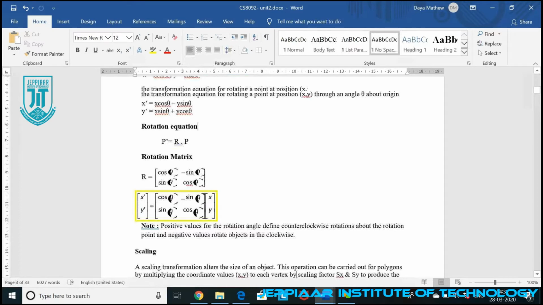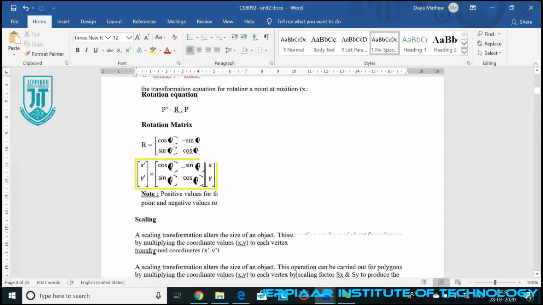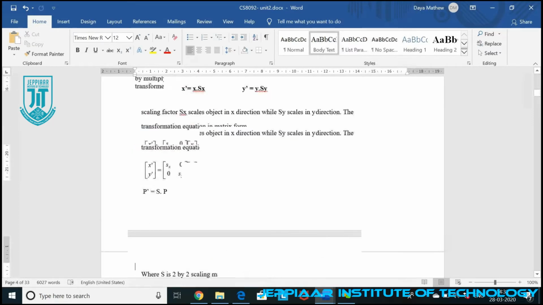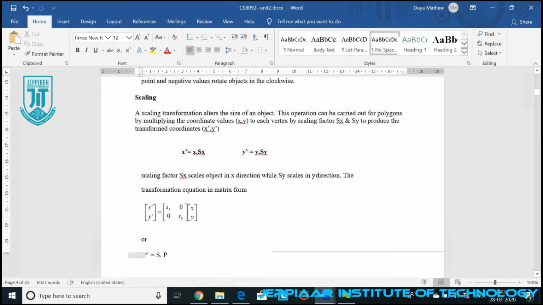Now if you want to see what scaling is, scaling is nothing but increasing or decreasing the size of an object. So if you want to change the size, we have to use the scaling transformation. The new coordinate x dash will be x into sx, and the new coordinate y dash will be equal to y into sy. Here sx and sy are scaling factors. You write it in the form of a matrix: x dash, y dash will be equal to the matrix sx 0, 0 sy, multiplied with the old coordinates x, y.